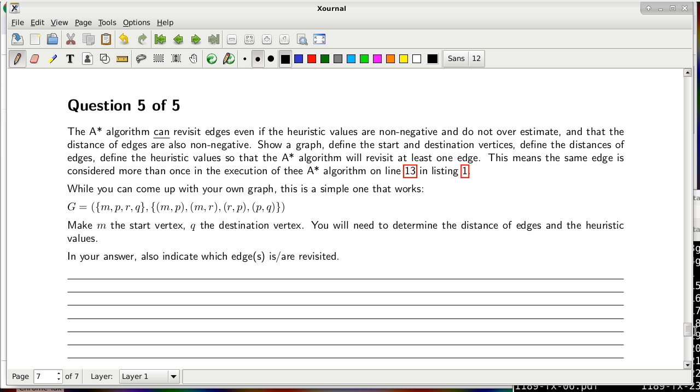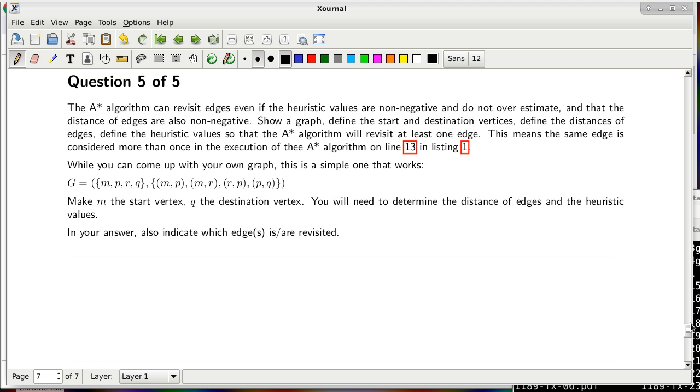Okay, all right, so let's go ahead and get a visual first. We want to get a visual of what this graph is going to look like. So we have 4 vertices. M is the start, Q is the destination, and then we have P and R in between. So here's P and here's R. And the edges are: M goes to P, there's one here. M goes to R, there's another one here. R goes to P, like that. And then P goes to Q, like that. Okay. So this is the structure of the graph.